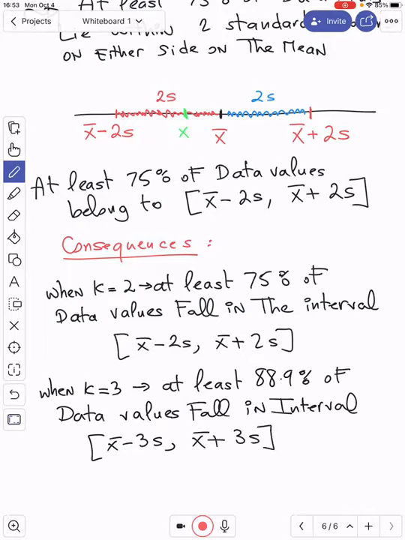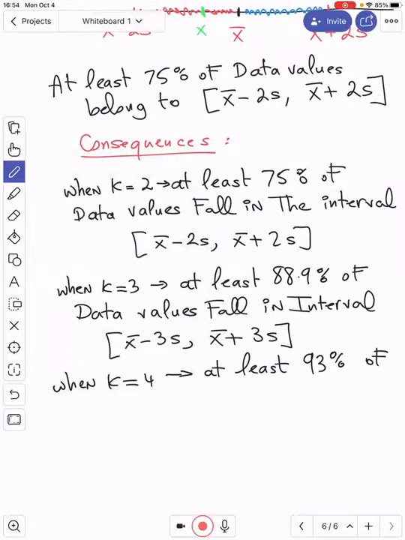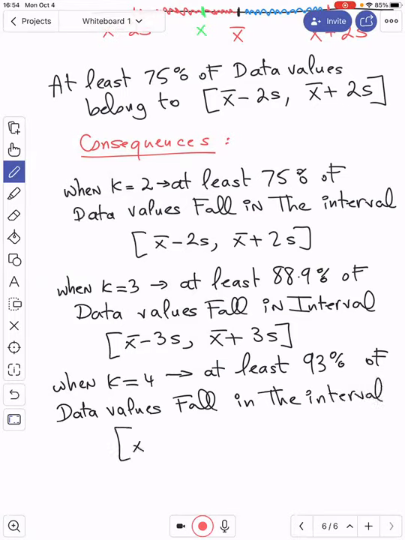And if you do the same thing for k equal to 4, when k is 4, you get actually 93% at least. So if k is 4, then at least 93% of your data values belong to the interval. So k is 4, so that will be X bar minus 4s, X bar plus 4s.